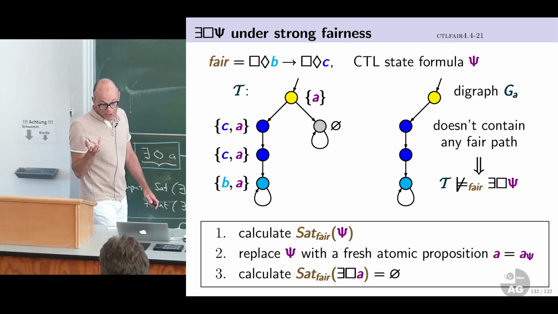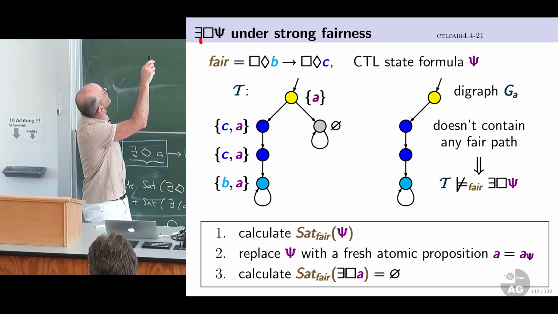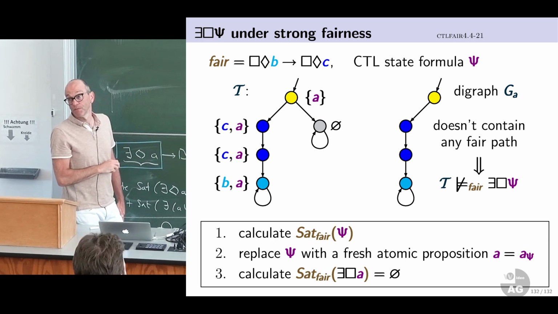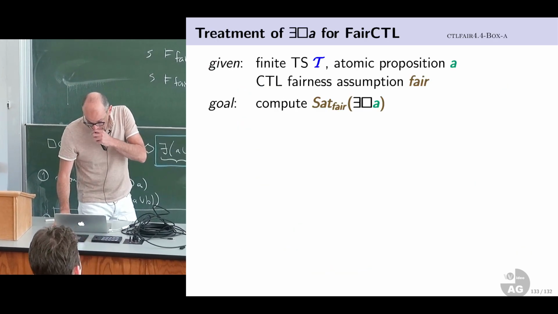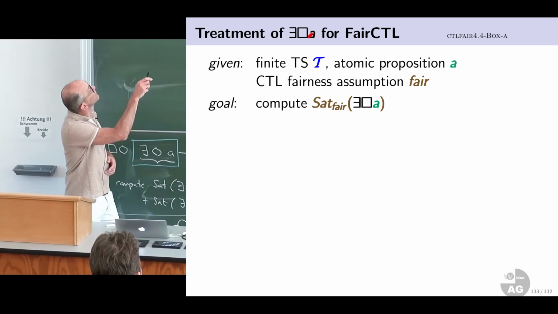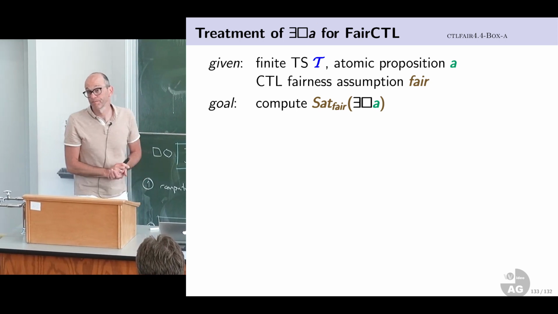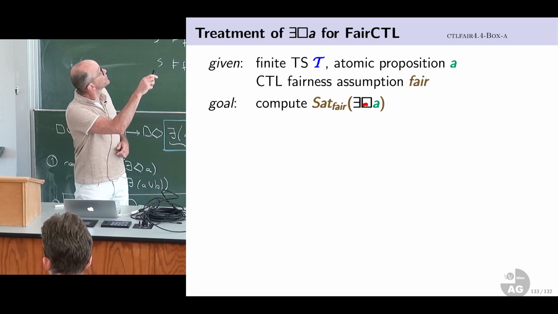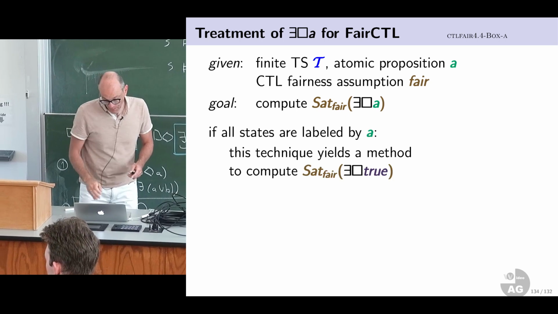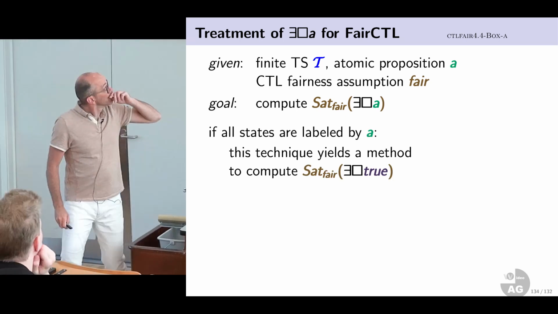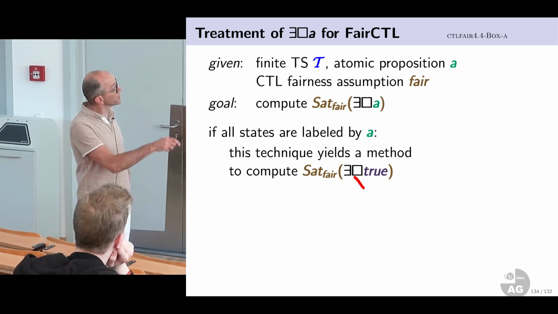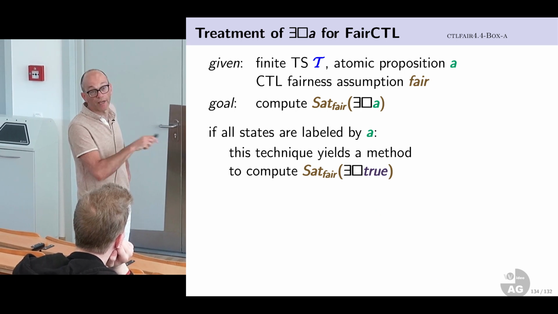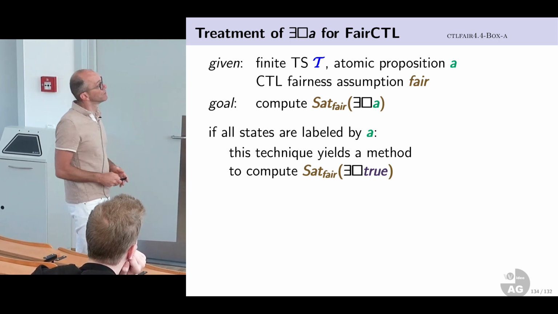Good. The important point about this slide is that if we start with some arbitrary formula, existential box CTL state formula, in the end everything is reduced to existential box atomic proposition. And that's what we need to deal with. Good. So how to deal with existential box atomic proposition? Good. So the goal is to compute this set of states satisfying existential box A under the fairness assumption. If all states are labeled by A, then this technique is exactly a procedure to compute the set existential box true, which is exactly what we needed for next and for until, because there we have this existential box true. So this is a special instance.